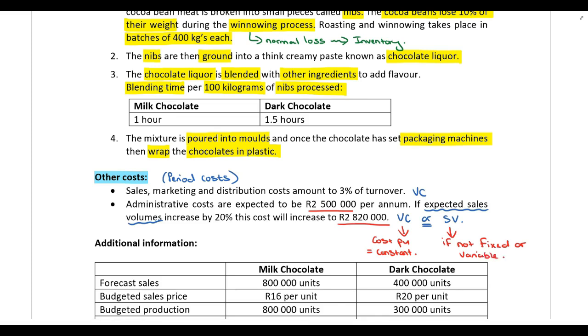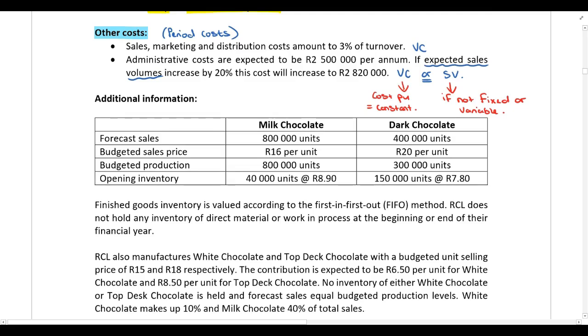Okay, so we know it's not fixed. We're not yet sure if it's variable because we don't know the expected sales volumes. Once we know the expected sales volumes, we can then determine if it's variable. If it's not variable, then it's going to be semi-variable. But we'll look at that in a bit more detail when we actually get to our calculations.